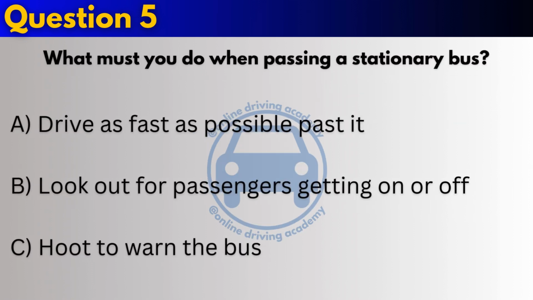Question 5. What must you do when passing a stationary bus? Is it option A, drive as fast as possible past it? Is it option B, look out for pedestrians getting on or off? Or is it option C, hoot to warn the bus?